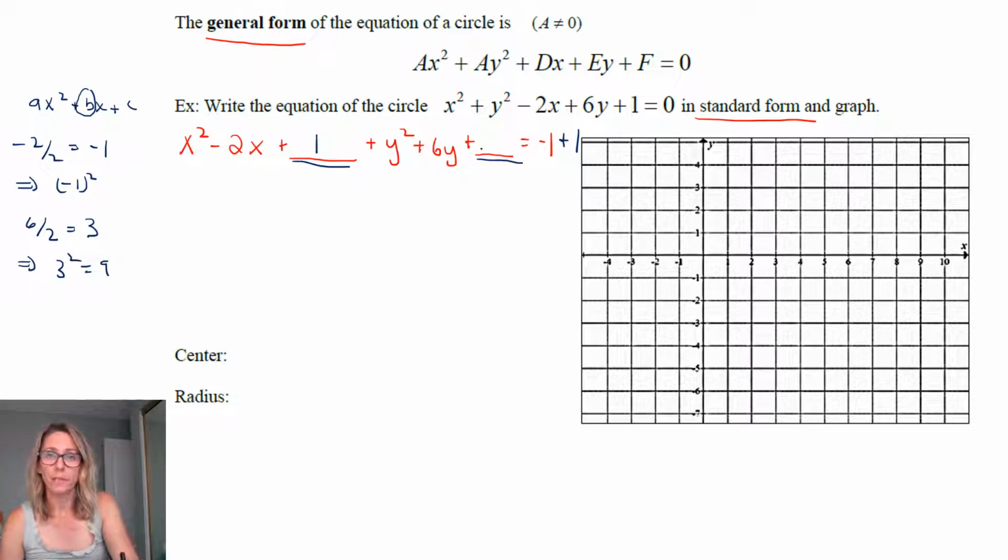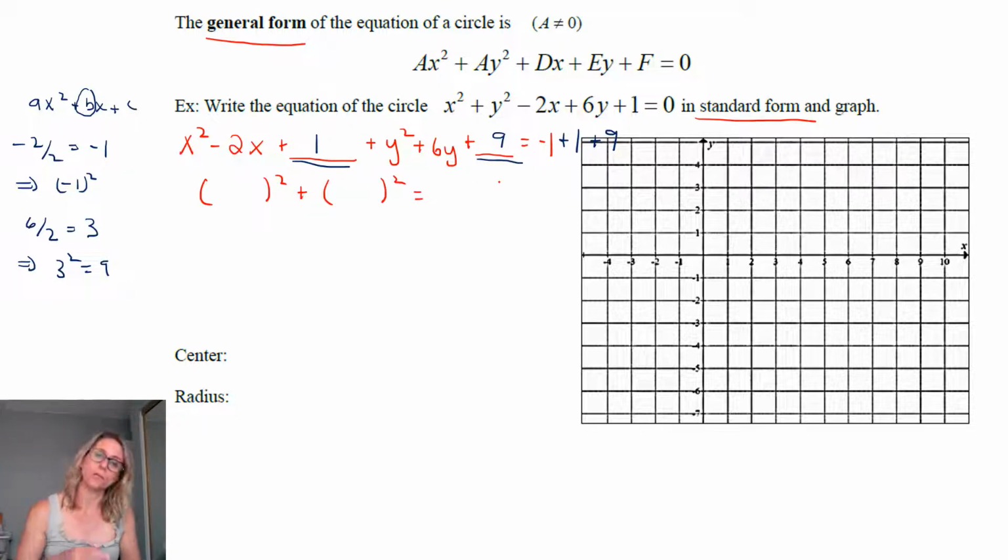And that tells me that my perfect square, I need a 9. So I'm going to add that to both sides. Now, the idea is I can rewrite this as a binomial squared plus a binomial squared equals that constant. So I have -1 plus 1 plus 9. So I'm going to have 9, because -1 plus 1 is 0.